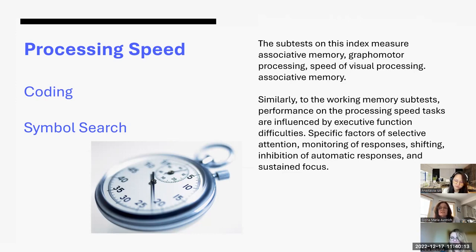These two subtests are really influenced by executive function. You have to be able to selectively attend. You have to be able to monitor your responses. In coding, be able to shift your response sets. And then also inhibition, to inhibit an impulsive response, which is probably an automatic response that you have, and then be able to sustain focus on the task.